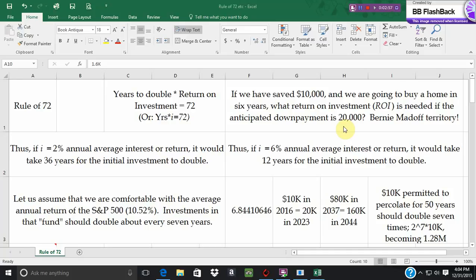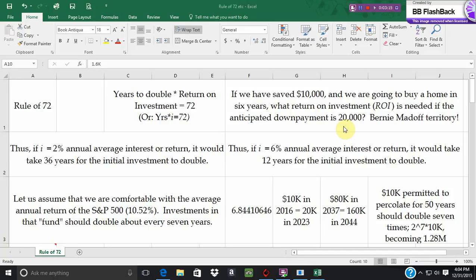It gives us some idea: if I expect to double money in very short periods of time, I'm going to take on a lot of market risk. I'm going to expect maybe small cap nominal returns.